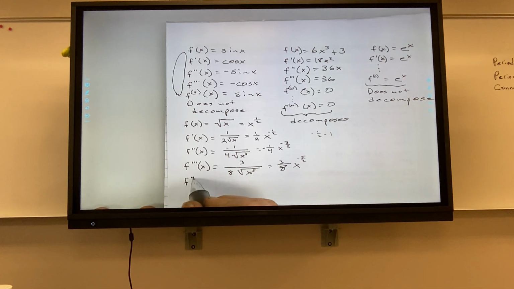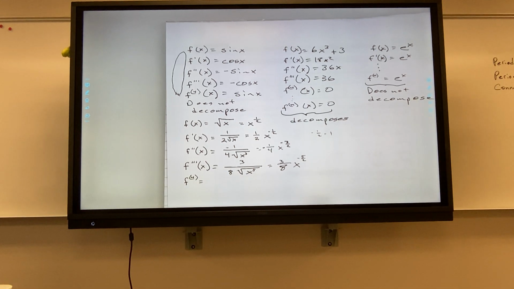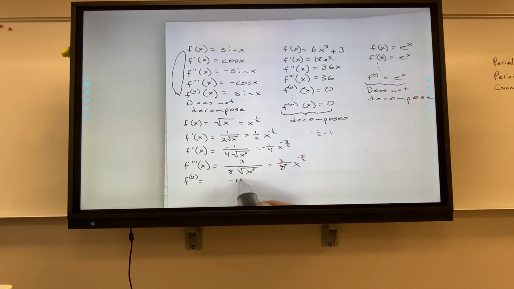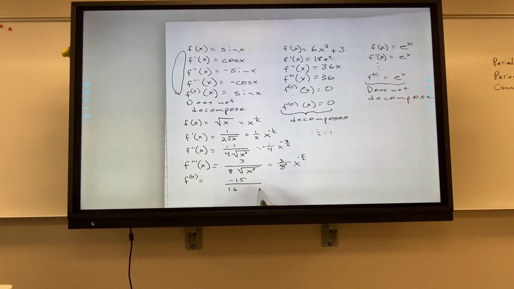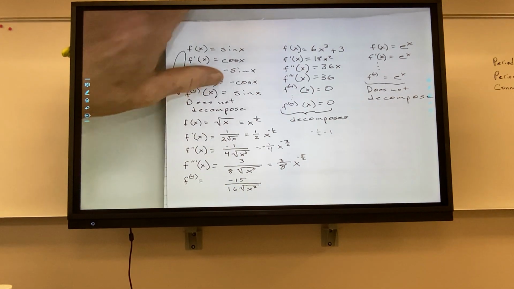What about the fourth derivative? Negative 15. Negative what? 15. I think you said 15, right? Yep. Over 16 square root x to the 7. x to the what? 7. Everybody agree? Is there a pattern here?